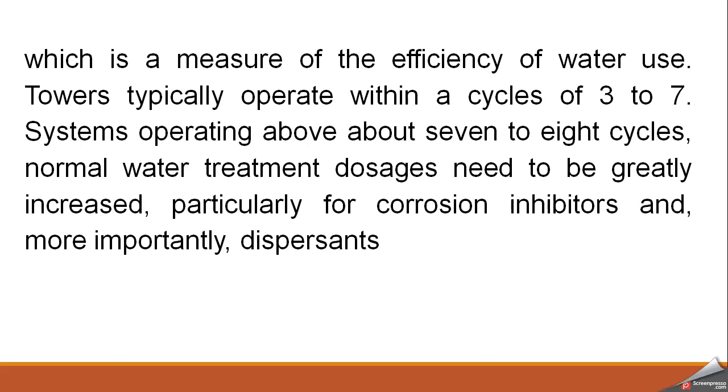So systems operating above 7 to 8 cycle, normal water treatment dosages need to be greatly increased. Why? Because if more solids are present in the water, this will lead to scaling in the piping systems, or due to presence of certain solids, they will attack the material and may lead to more corrosion of the system. That's why we need more water treatment chemicals to be added, which increases the cost of the dosage of the chemicals, which are corrosion inhibitors, dispersants and anti-scalants.